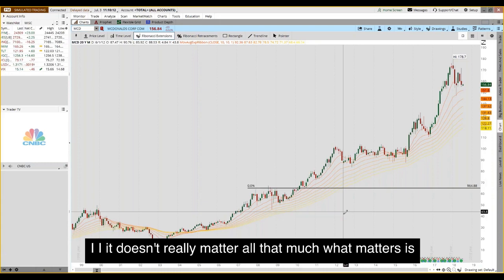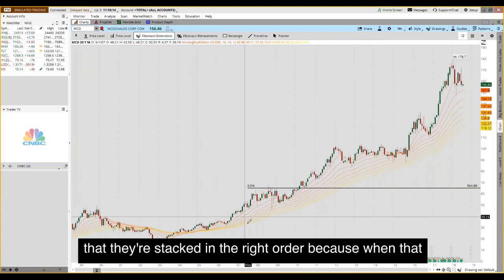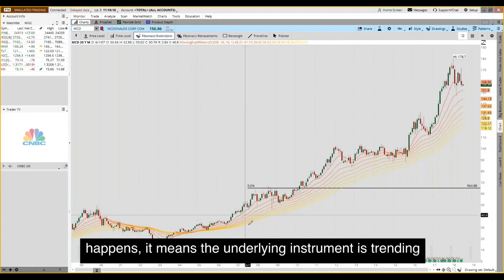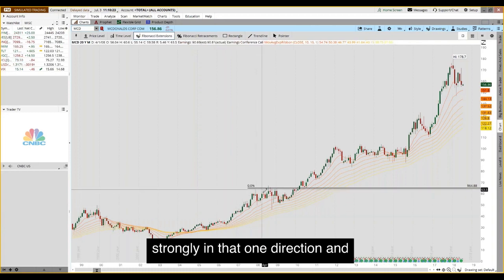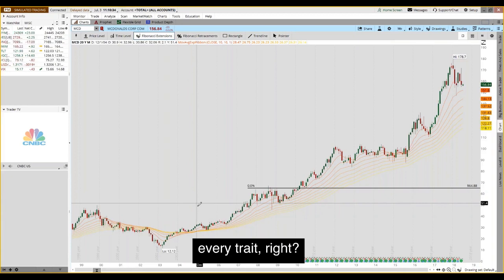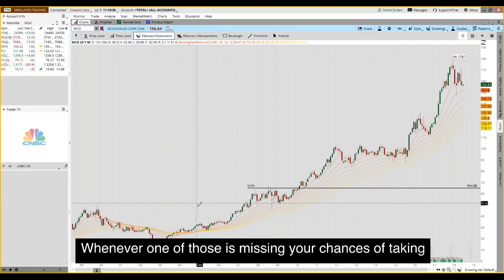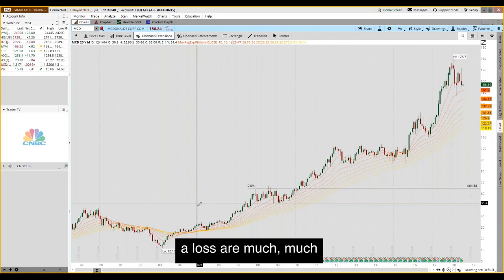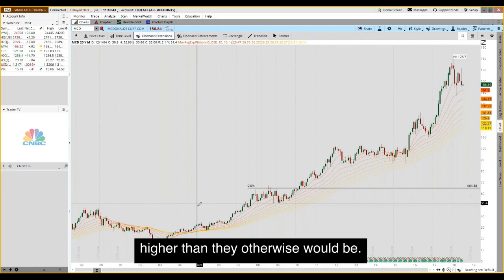What matters is that they're stacked in the right order, because when that happens, it means the underlying instrument is trending strongly in that one direction. And that's all that matters to me. Okay, that's what you want. Trend and momentum behind every trade. Okay, whenever one of those is missing, your chances of taking a loss are much, much higher than they otherwise would be.